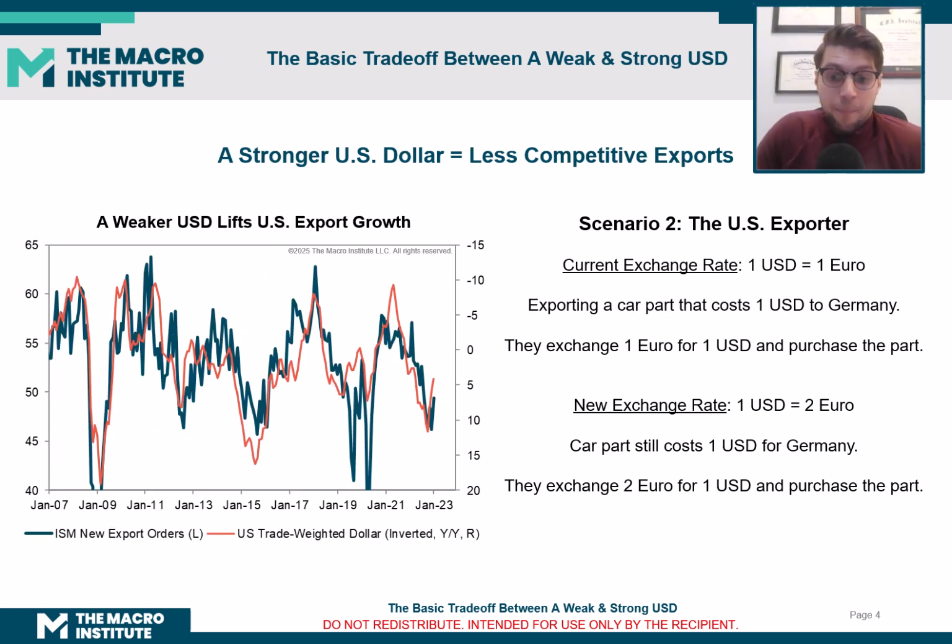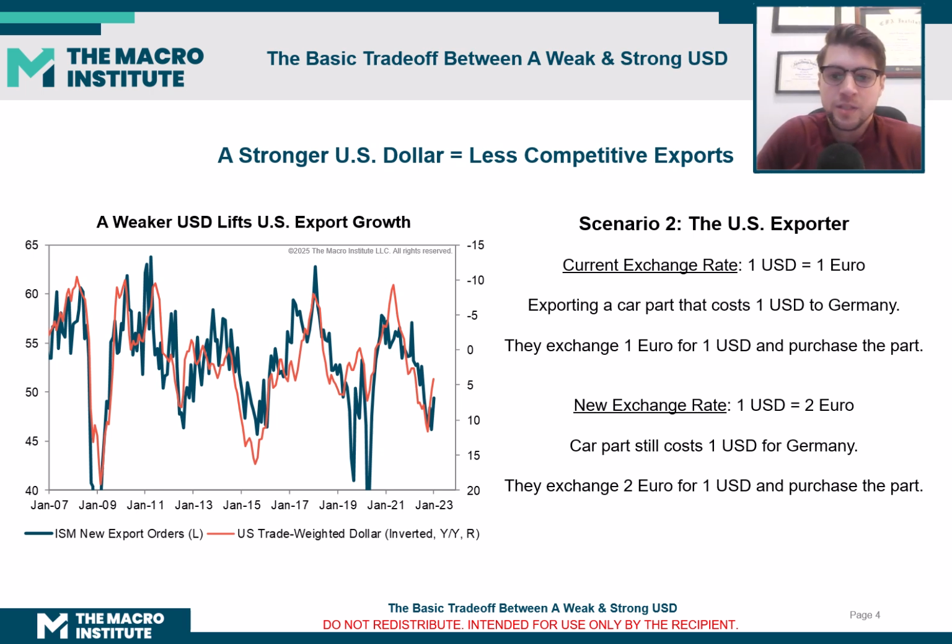So what are the opposite ends of the spectrum here? Well, a stronger US dollar, by the same token, means less competitive exports. And that's what you see here with the chart on the left. We have the ISM new export orders versus the US trade weighted dollar, once again inverted. In this case, when the US dollar strengthens, we see export growth fall.